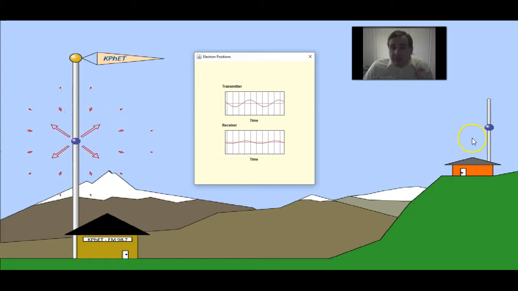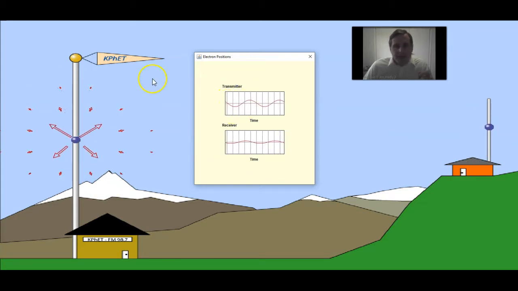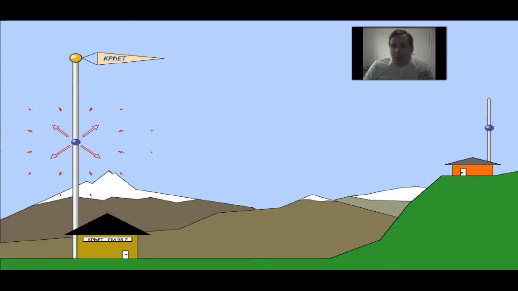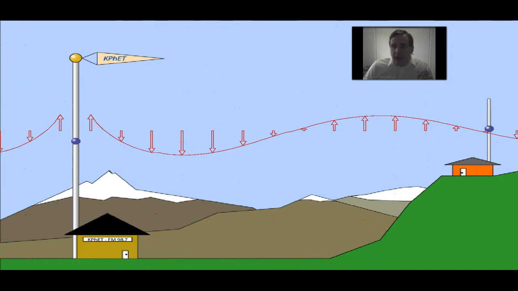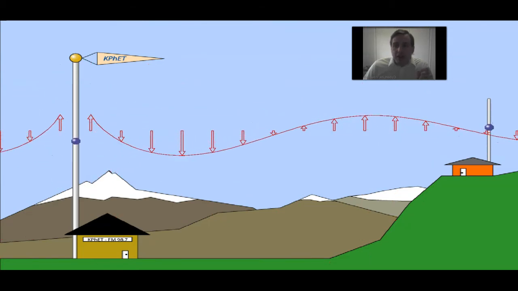Notice that the energy received at the receiver is less than that at the transmitter. And I hope this makes sense to you. By the way, let me show the full field here with the vectors, and let me go ahead and increase the frequency.